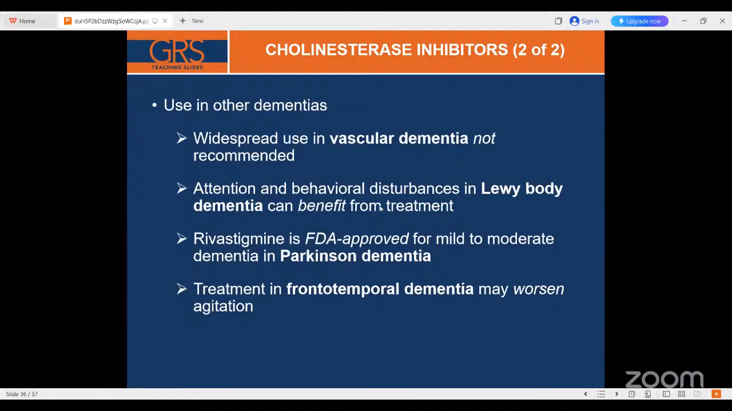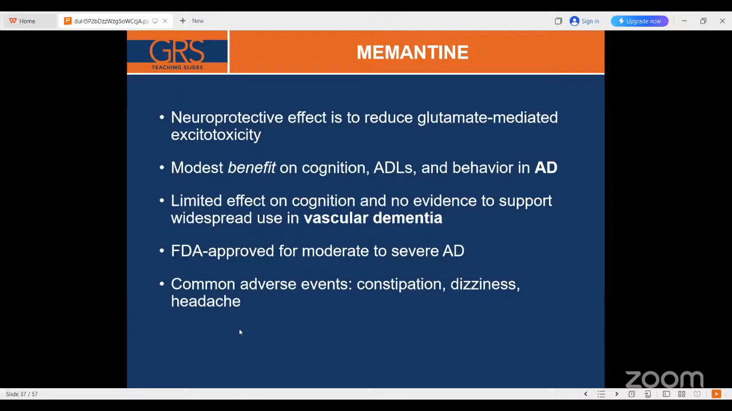But in Lewy body dementia, it has a beneficial effect on attention and behavior. Rivastigmine is approved by the FDA for patients with Parkinson dementia, and treatment in frontotemporal dementia may worsen the agitation, so we don't use cholinesterase inhibitors.